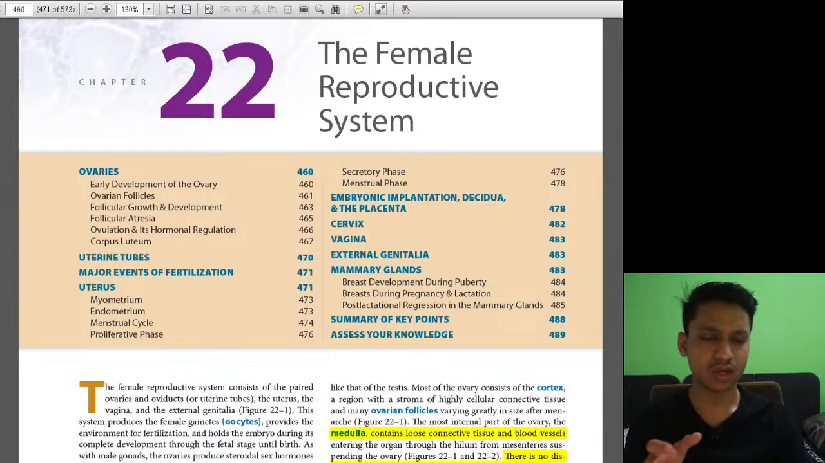This is not that big of a chapter, but it's very important for our basic understanding about the female reproductive system, and we will study the histology of the female reproductive system.